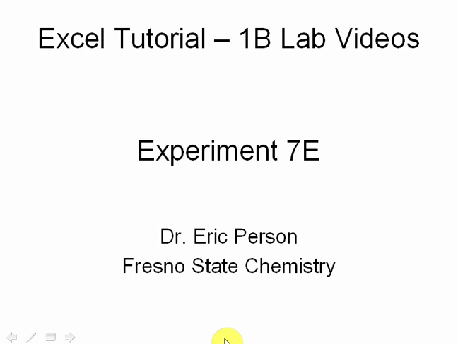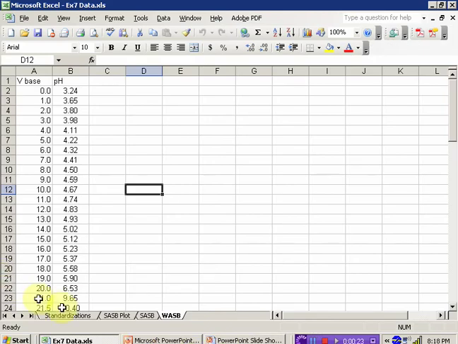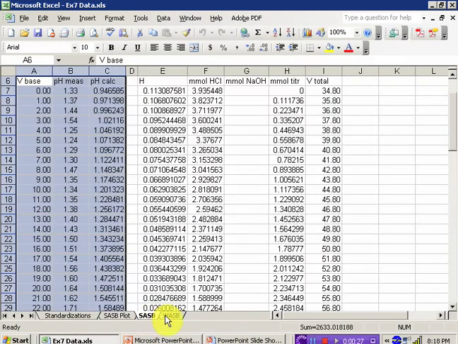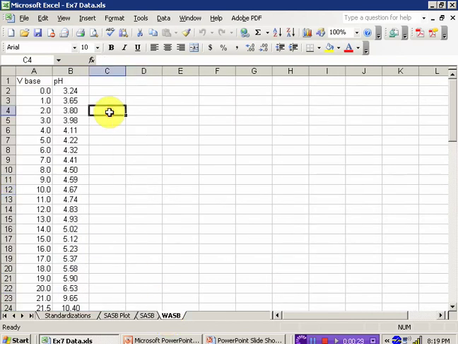Hello, in this Excel tutorial video for Chem 1B, we'll be looking at the next part of data workup for experiment 7, in this case the titration of a weak acid with a strong base. I'm still using the same spreadsheet that I've used before. It has my other calculations in it, but now I've moved on to my weak acid data titration with a strong base. This isn't that different from what you would do with the weak base titration with a strong acid.